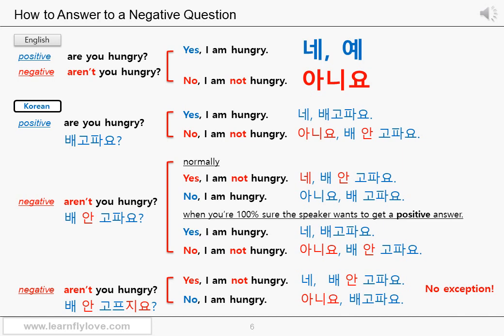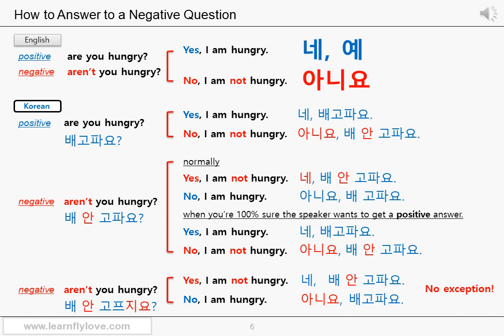Okay, then how to answer to a negative question? It's a bit complicated. Please listen carefully. In Korean, yes, which is 네 or 예, means yes, what you've just said is correct, no matter whether the question was in a positive form or a negative form. So, needless to say, no, 아니요, means what you've just said is wrong, no matter whether the original question was positive or negative. Do you understand? So it's the matter of correct or wrong, not the matter of yes or no.